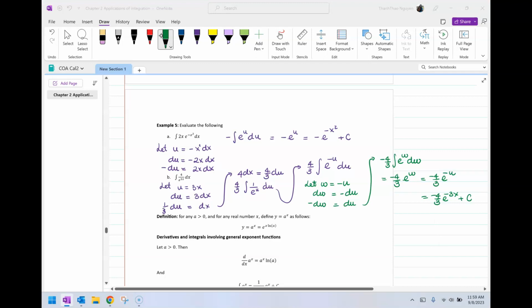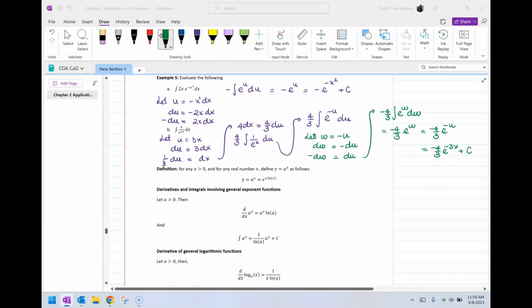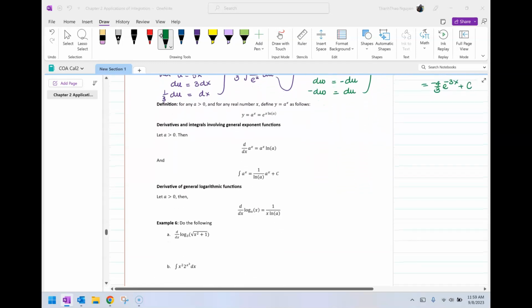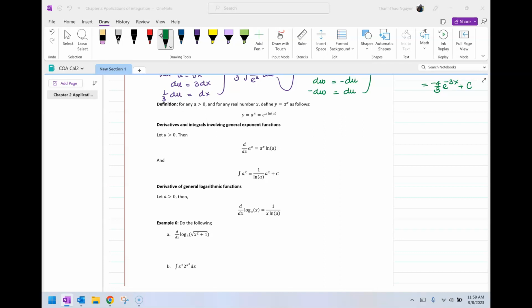For any a that is greater than 0, and for any real number x, we define y equals a to the x as follows: y equals a to the x equals e to the x times ln of a. Derivative and integral involving the general exponential function.